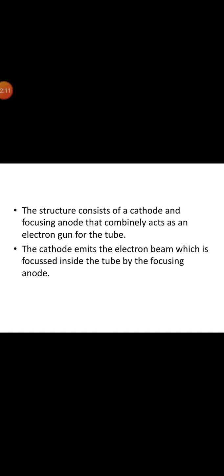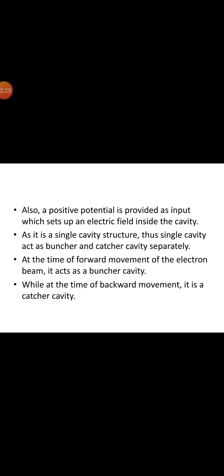As I said earlier, it consists of a cathode and a focusing anode that combinedly act as an electron gun for the tube. The cathode emits an electron beam which is focused inside the tube by the focusing anode, and also a positive potential is provided as the input, which sets up an electric field inside the cavity. As it is a single cavity structure, the single cavity acts as buncher and catcher cavity separately. At the time of forward movement of the electron beam, it acts as a buncher cavity, while at the time of backward movement, it acts as a catcher cavity.